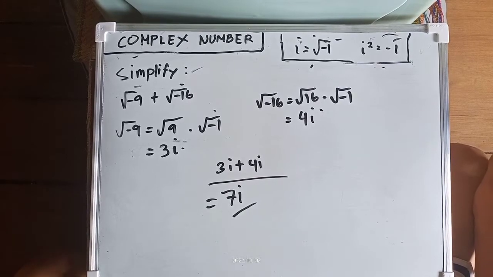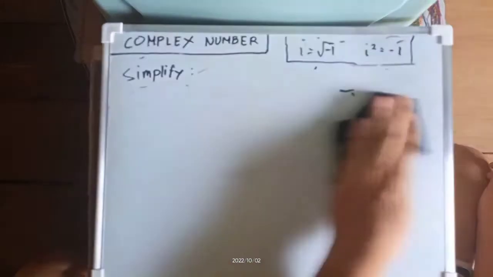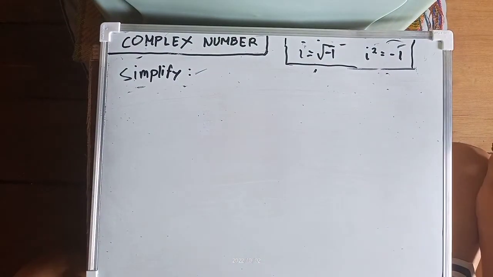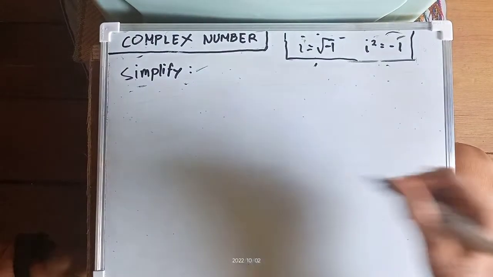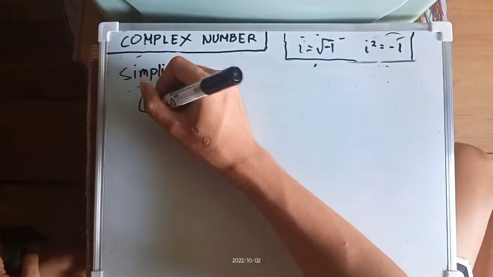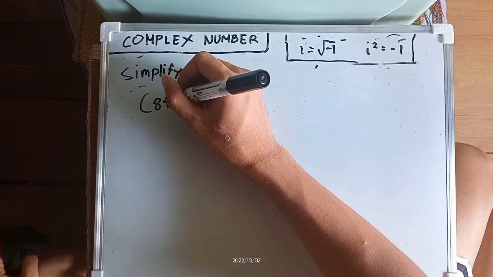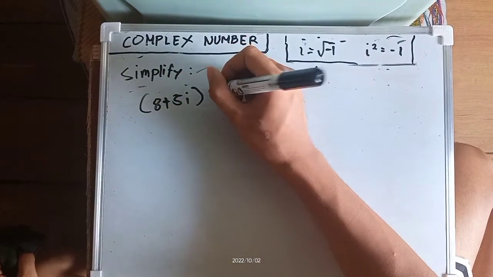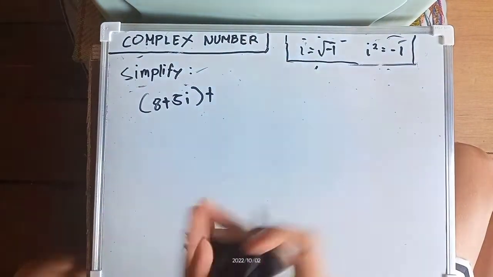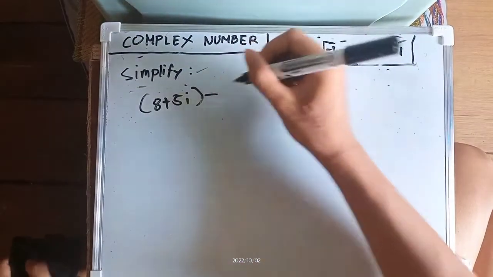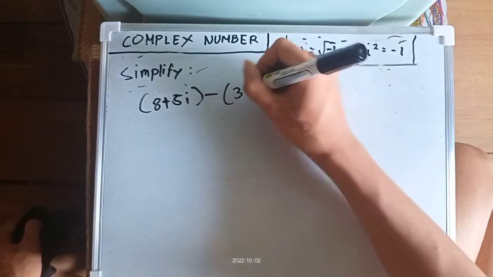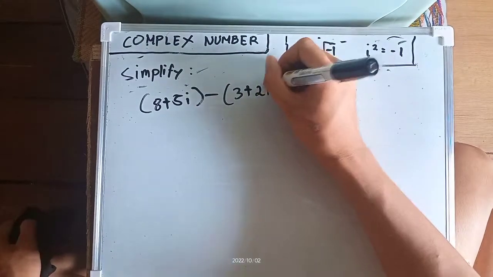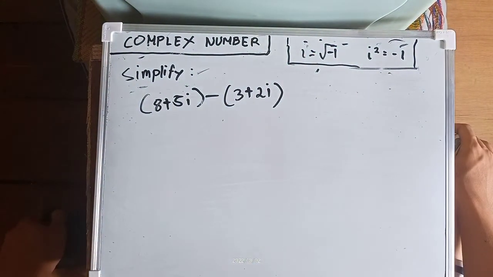So let's have another example. Let's have an example for subtraction of complex numbers. So if we say 8 plus 5i minus 3 plus 2i, how do we solve that problem?